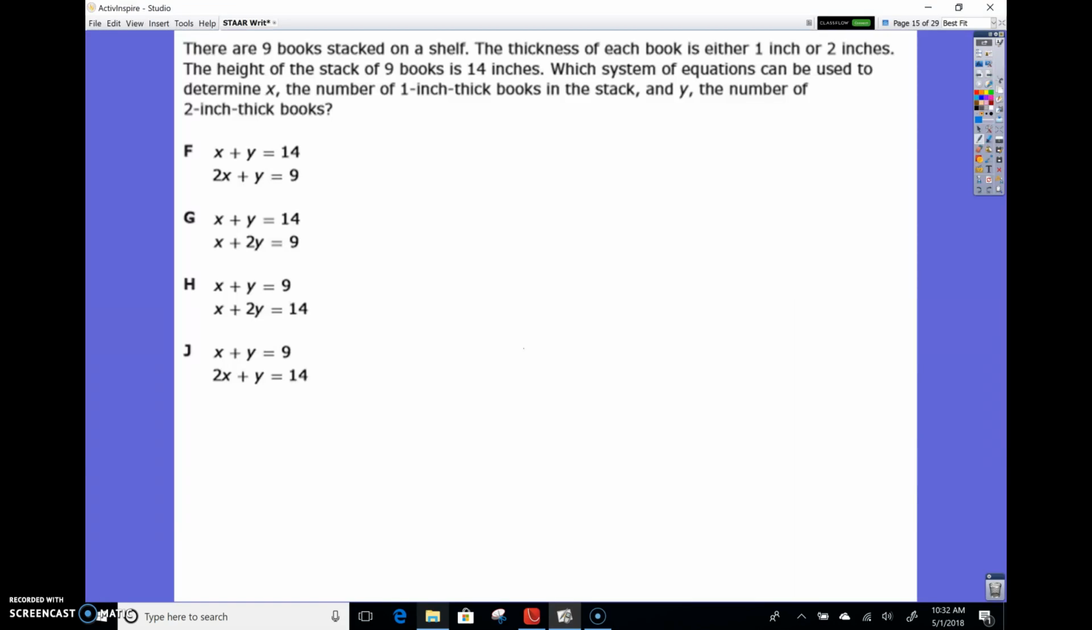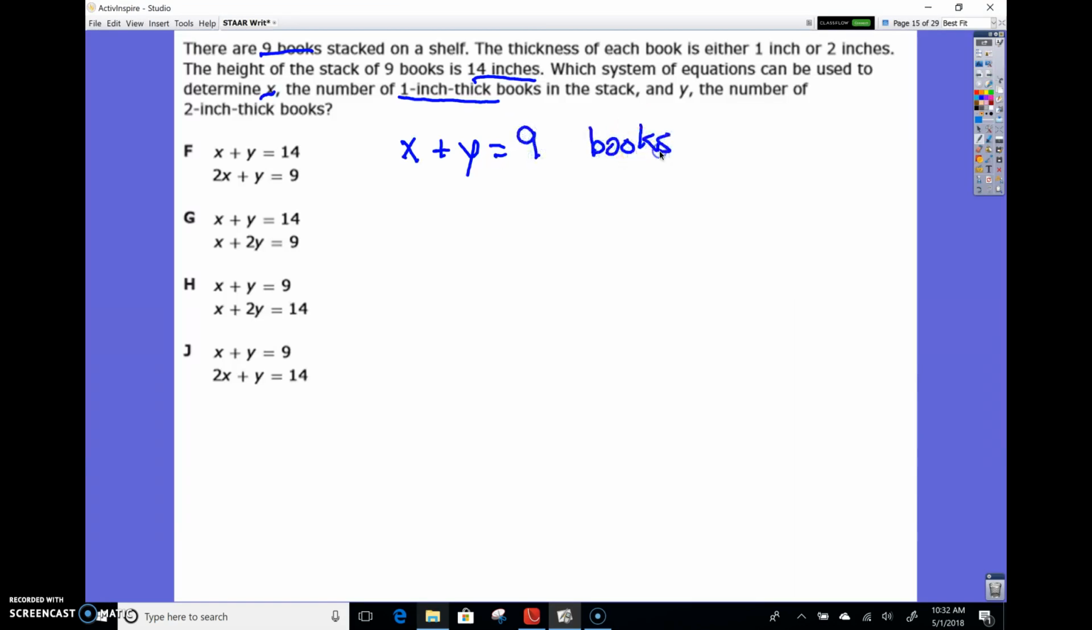The height of the stack of books is 14 inches. Okay, so we have inches and we have books. Okay, which system can be used to determine x, the number of 1 inch books? Okay, so x is our 1 inch, so it's x plus y equals 9, because we're talking about books here.